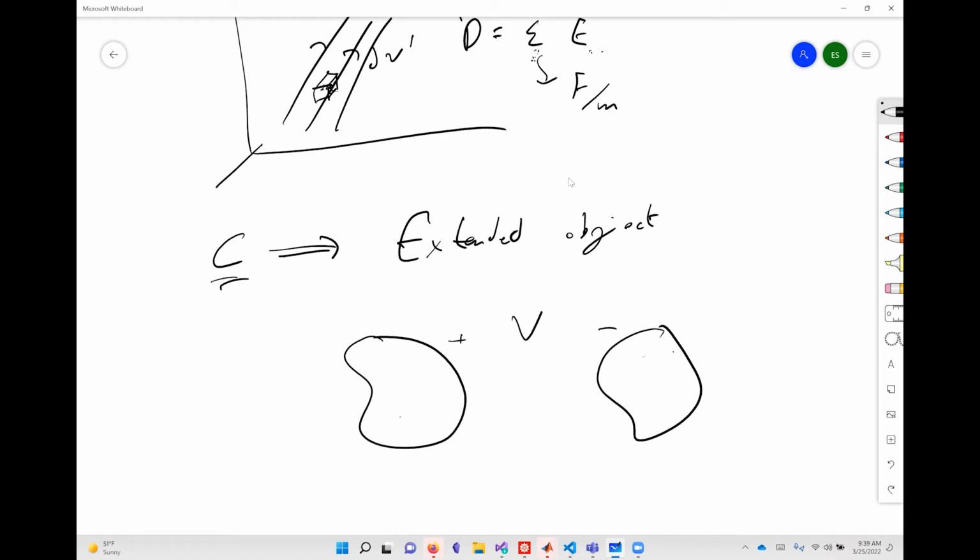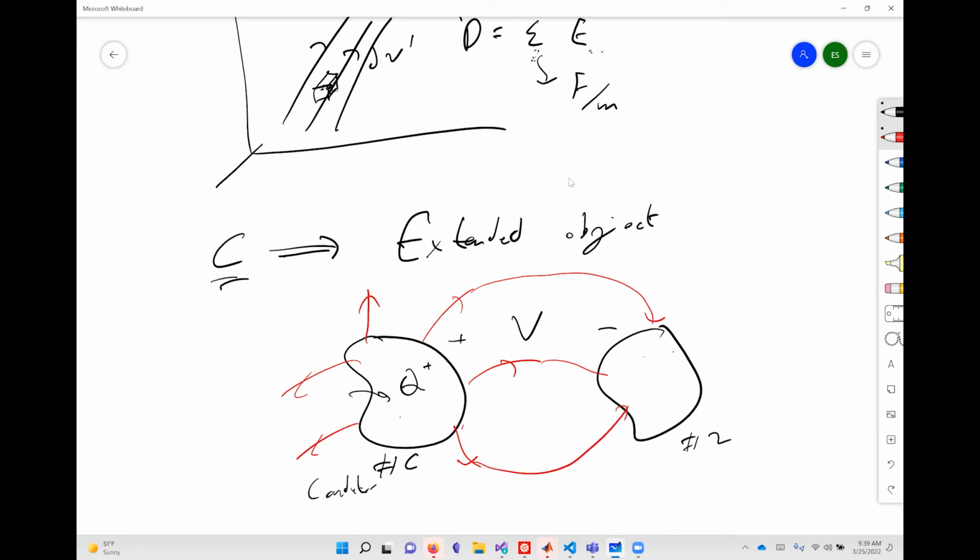One example of such an object is I have two conductors. I have conductor 1 and conductor 2. What happens naturally if I inject some charge in conductor 1? Something must happen, right? What happens is that this charge is going to generate a field. And this field is not just going to stay there. It's going to reach conductor 2, and it's going to induce a surface charge density here, right?